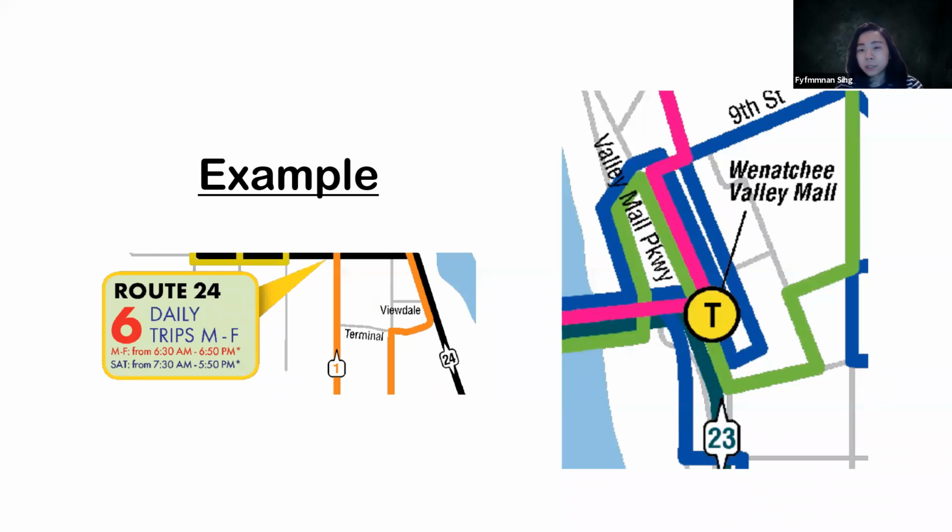But now let's take a look at the right-hand picture. Here we have an example of a transit hub. We see a bunch of routes congregate at Wenatchee Valley Mall. Wenatchee Valley Mall is probably also a landmark as a mall. And we also see a corridor, Valley Mall Parkway, where a lot of transit routes run continuously. So we've seen all of the elements of a system map in this particular system map.